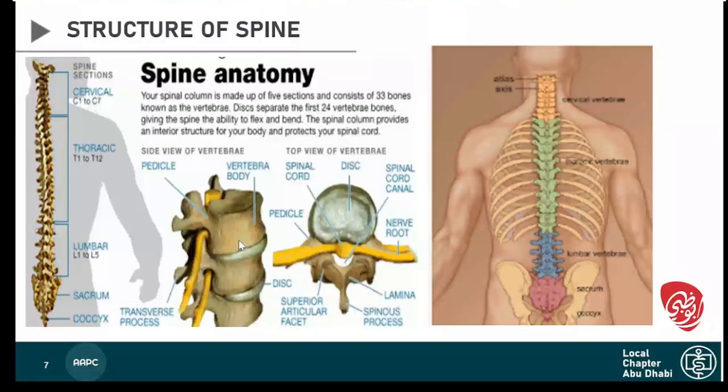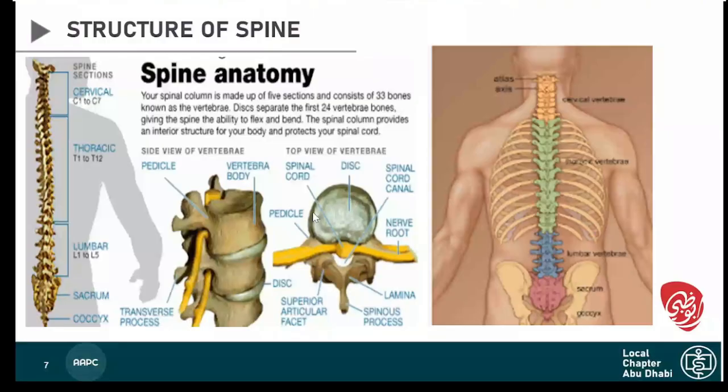Here in the top view, or superior view, this is that portion. Here we can see the disc, in between this vertebral body. So this is the vertebral body, and above the vertebral body, the disc is placed. This is the anterior portion. This down, it is the posterior portion, the posterior side of the vertebrae. So in its anterior side, there is the vertebral body, and above the vertebral body, there is a disc.